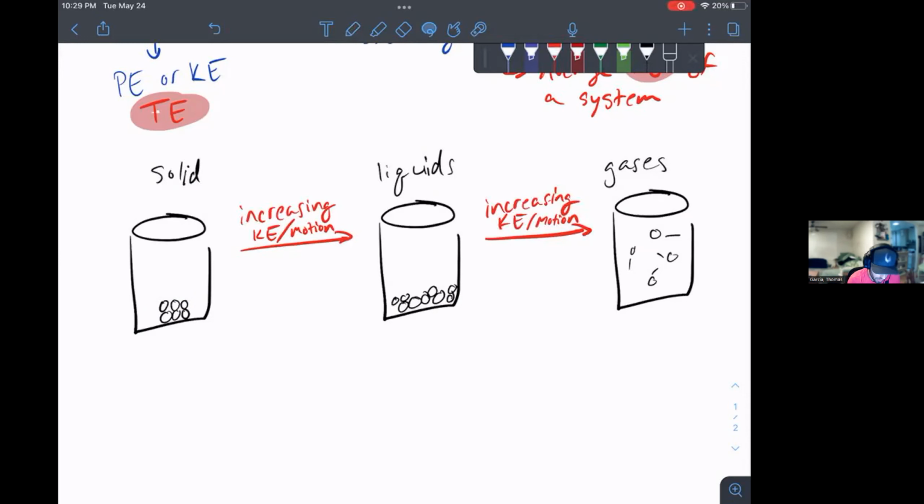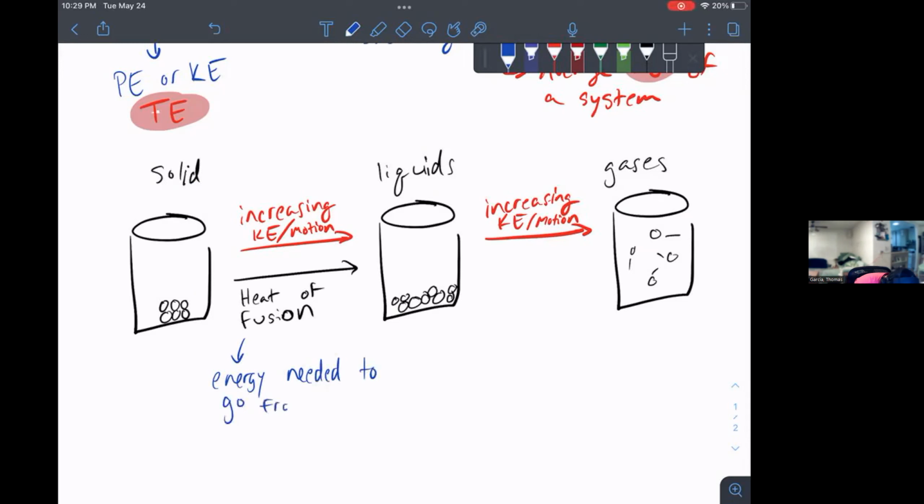In fact, when we're looking at this, the specific energy it takes is called the heat of fusion. And that's, oh, sorry, heat of fusion. And that's going to be the, I'll switch colors, energy needed to go from solid to liquid.